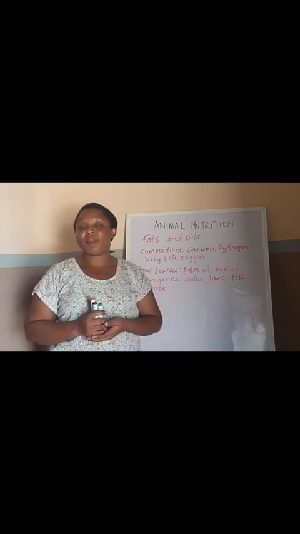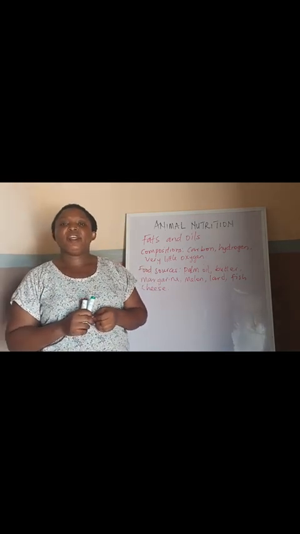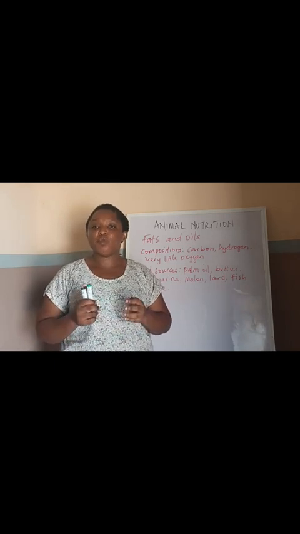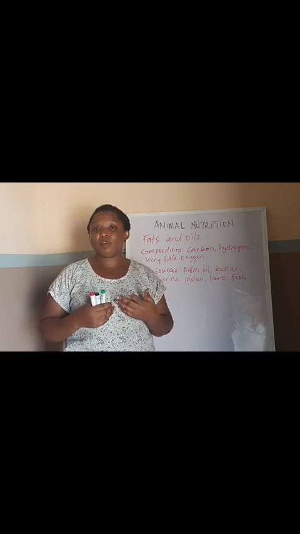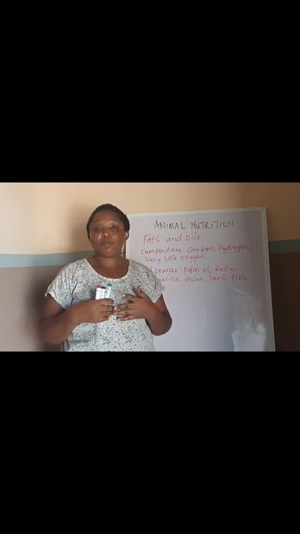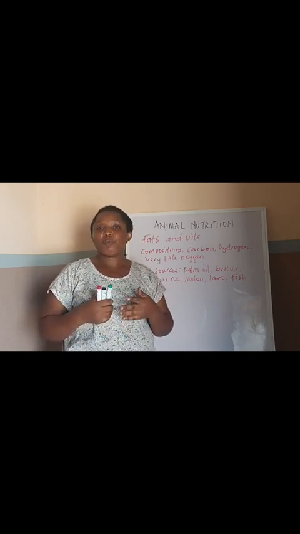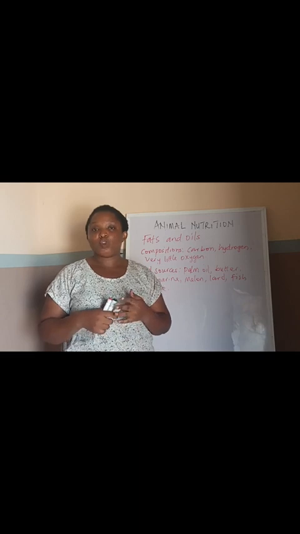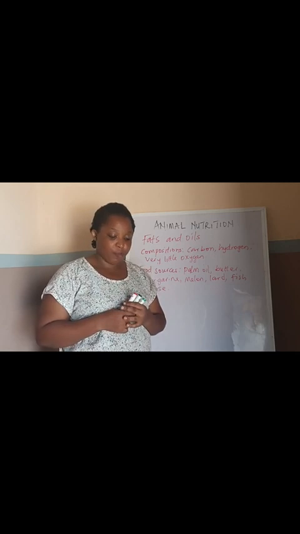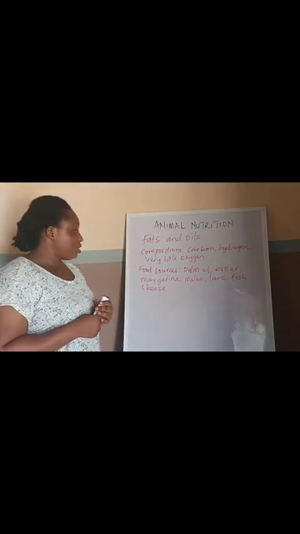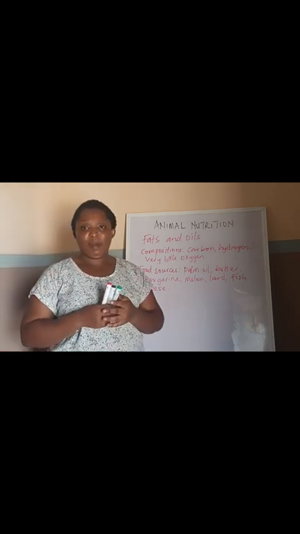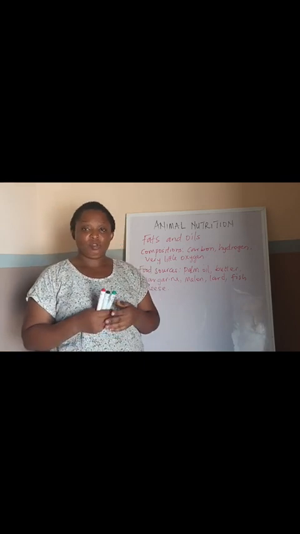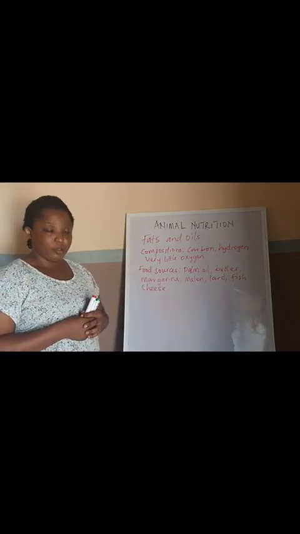Another one is also supply heat. So they provide heat, thereby they help to maintain the body temperature. They also provide fat soluble vitamins to the body. So that is fat. They are very important, and also they supply the essential fatty acids. So the fatty acids that are needed by animals are supplied through fats and oils.